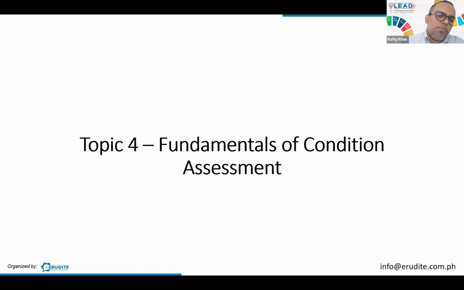Topic 4, we are going to cover a bit about condition assessment. So this is again only a fundamental part of it, but I think it will give you some idea for your own use in the future.